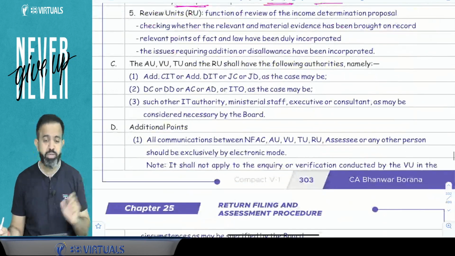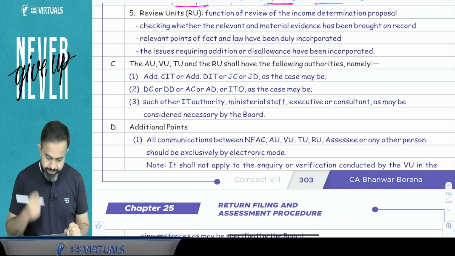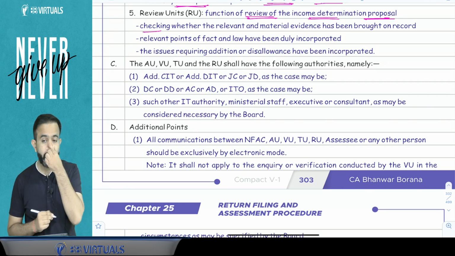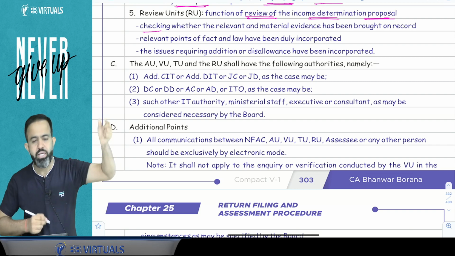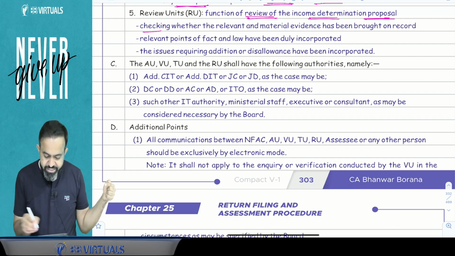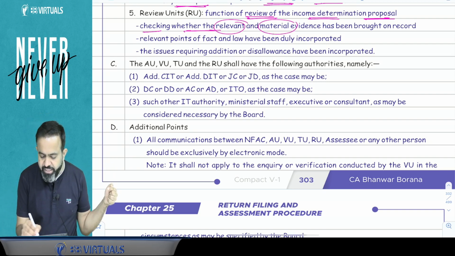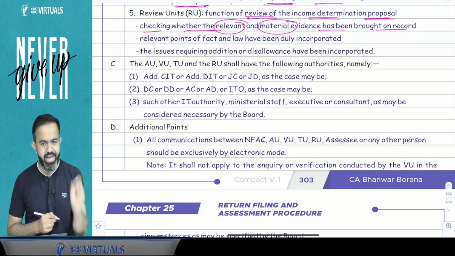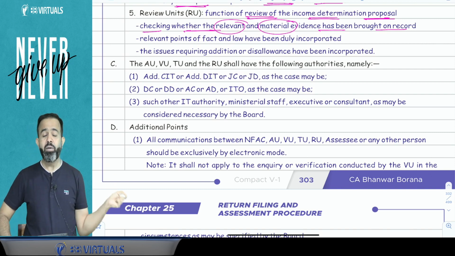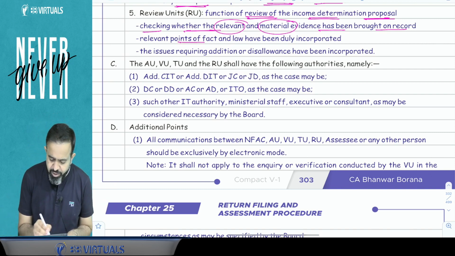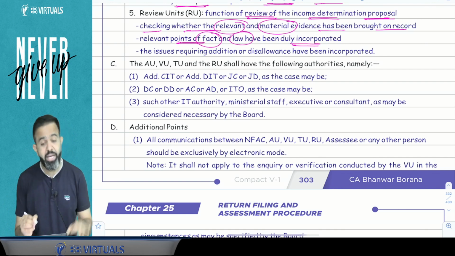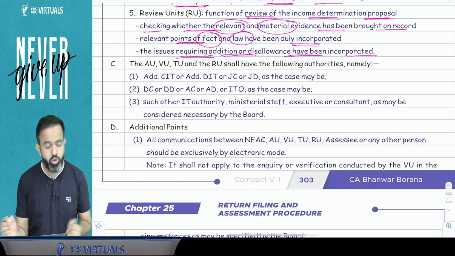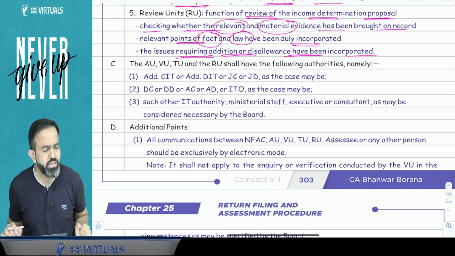Now the review unit, what is the review unit's function? The review unit's function is the review of the income determination proposal, meaning whatever income determination proposal is made by the assessment unit, the review unit will review that. They check whether the relevant and material evidence has been brought on the record or not, whether relevant points of fact and law have been duly incorporated or not, and whether the issues requiring addition or disallowance have been incorporated or not. So that is the function of the review unit.